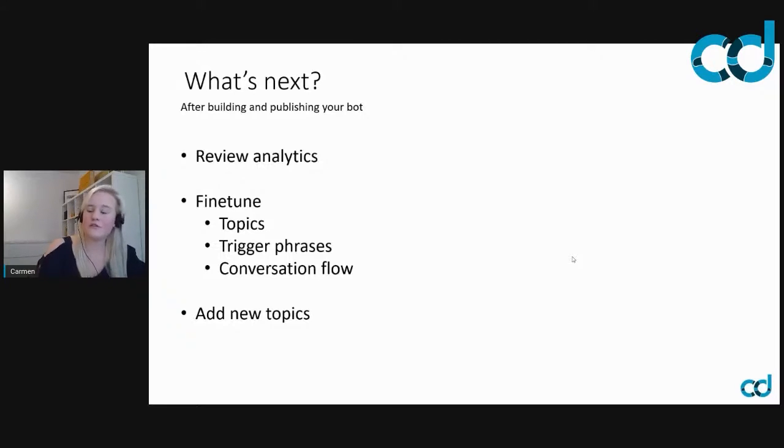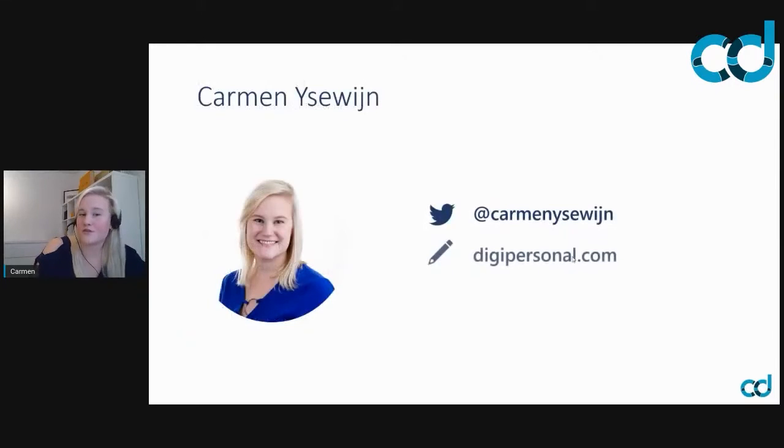You can review individual conversations with users and fine-tune your topics, your trigger phrases, and your conversation flow based on the feedback that you get from the users, and add new topics when necessary. So that's really important: when you build a virtual agent to get started to help your users, you don't just build it once, but continue to improve it, of course. And that's what I wanted to share with you today.